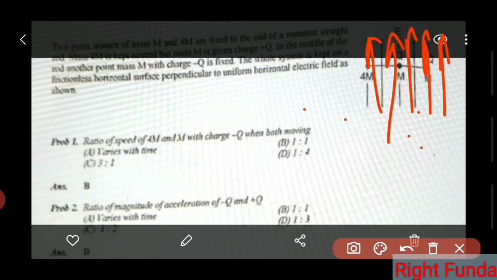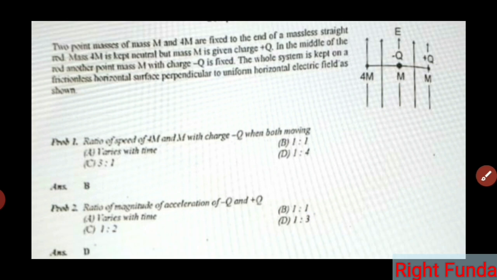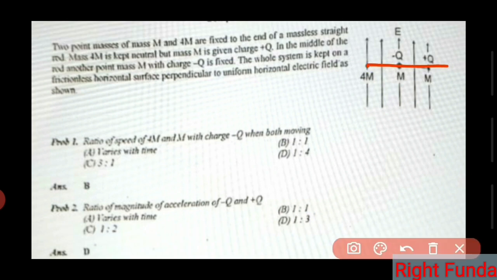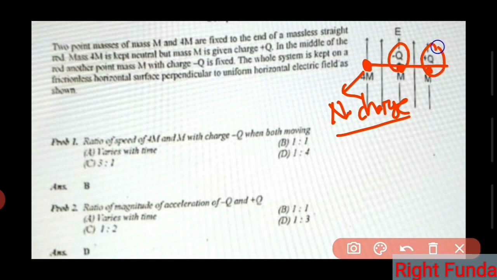a uniform electric field in a horizontal surface, and here there is a massless rod, and on this massless rod there is a 4m mass and an m mass, and at the end another m is here. No charge is given to the 4m, and to this m in the middle, minus q is given, and to the other m, plus q charge is given. So they will start experiencing forces, because charged particles placed in an electric field experience force. The minus q will experience a force of qE in this direction, and the plus q will experience qE in the other direction.